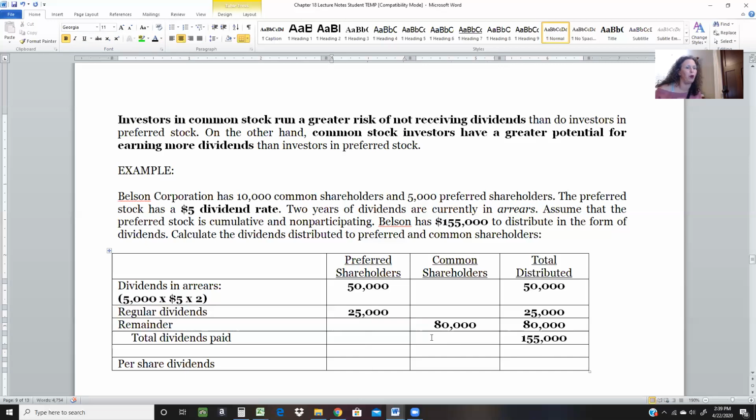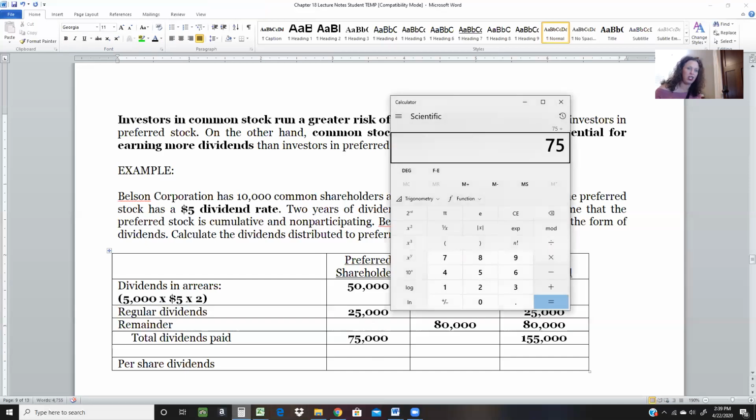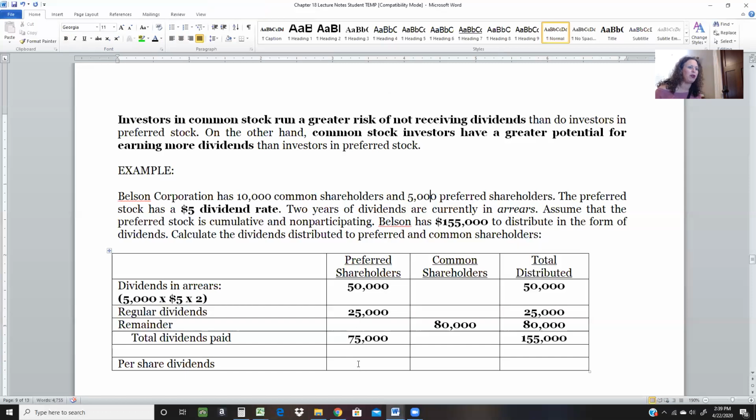So one of the things that we do pretty regularly is we calculate the per share dividend, because remember, some people might own 1 share and some people might own 10, and we've got to figure out how we're going to do that. So we've got total dividends paid here of 75,000, and those are going to get paid to 5,000 different shareholders. So 75 divided by 5 should be 15. So we are going to give $15 per share to the preferred stockholders.